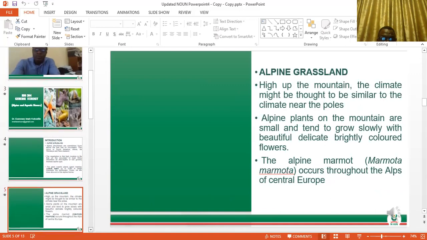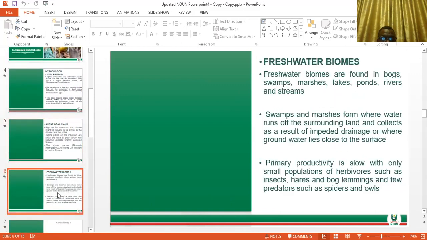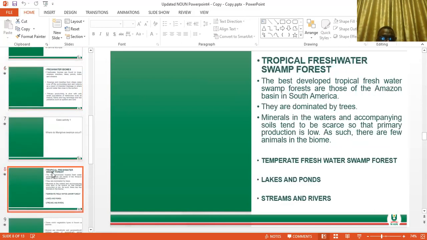We also looked at other freshwater biomes that are found in bogs, swamps, marshes, lakes, ponds, rivers, and streams. Swamps and marshes are formed where water runs off the surrounding lands and collects as a result of impeded drainage, or where groundwater lies close to the surface. Primary productivity is low, with only small populations of herbivores such as insects, ants, and bugs found in this region. We also looked at the tropical freshwater swamp forest.